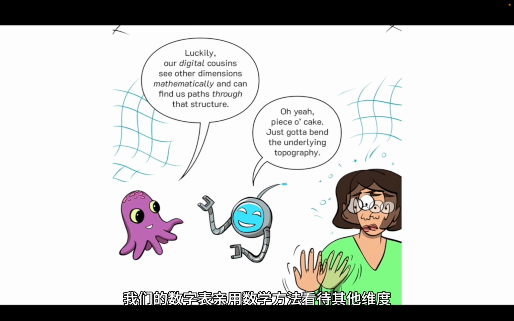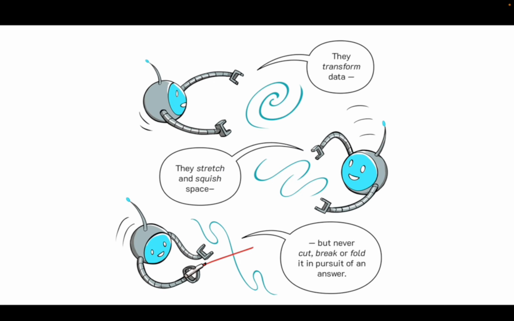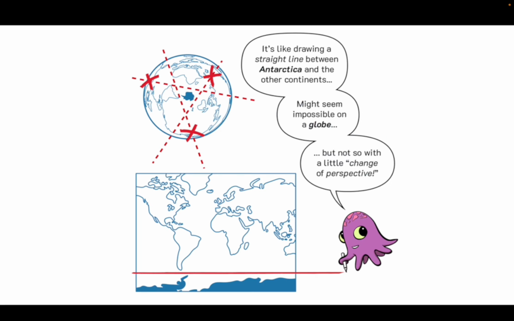Luckily, our digital cousins see other dimensions mathematically and can find us paths through that structure. Oh yeah, piece of cake. Just gotta bend the underlying topography. For example, it seems like no straight line could separate these two shapes, but neural networks find a way. This is where those hidden layers shine. They transform data. They stretch and squish space, but never cut, break, or fold it in pursuit of an answer. It's like drawing a straight line between Antarctica and the other continents. Might seem impossible on a globe, but not so with a little change of perspective.